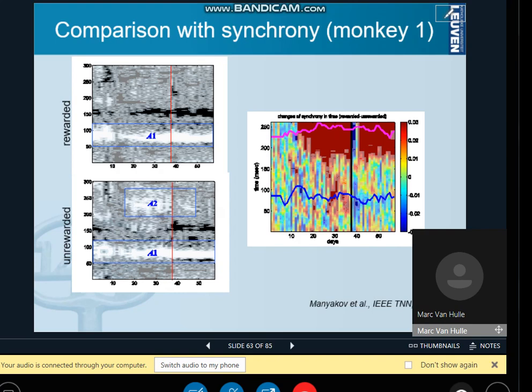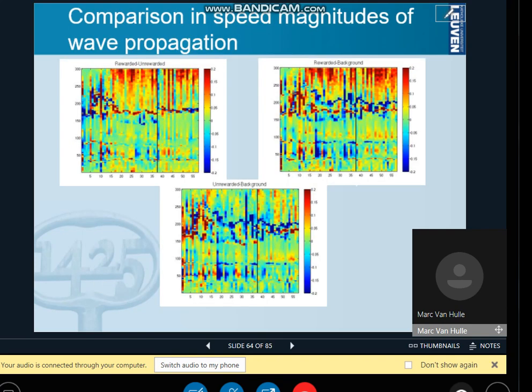On the left side, I've marked for the under-rewarded case a region labeled A1 and a block labeled A2 for the unrewarded. But for the rewarded case, I could only label a block A1. I couldn't label a block A2. And that's of course a bit weird. So what is the reason for that?